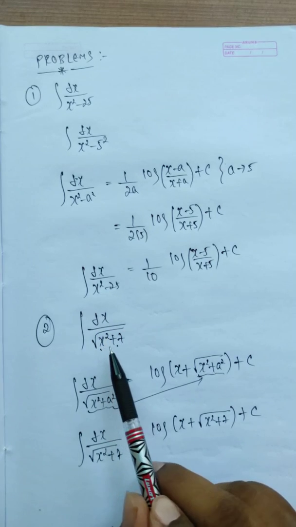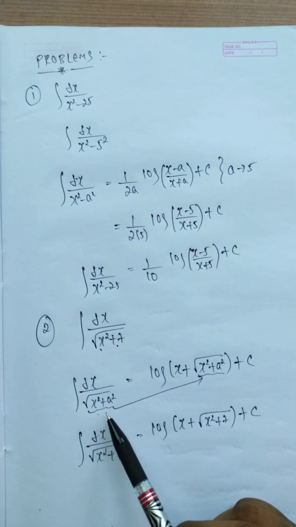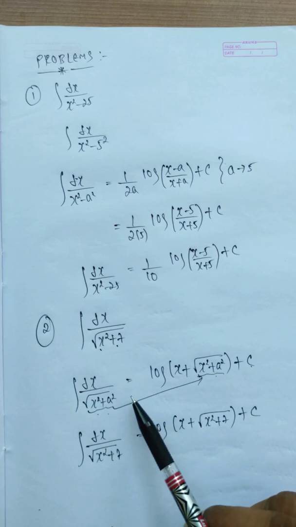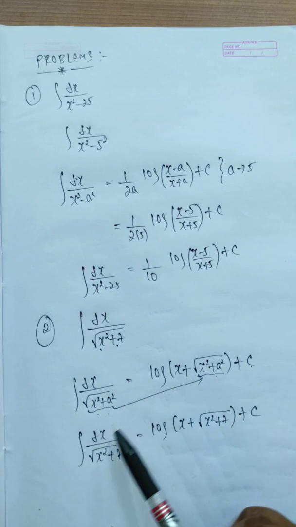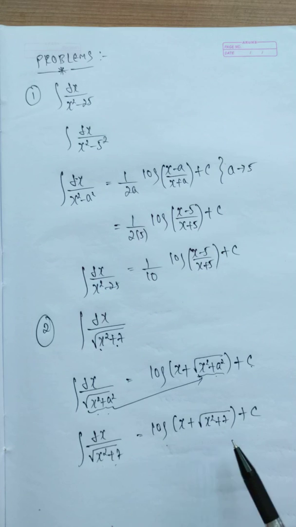You want to compare this problem with the standard form. Which is the standard form here? Integration of dx by root of x square plus a square means log of x plus root of x square plus a square plus c. On comparing, what is in the denominator you write. That means integration of dx by root of x square plus 7 is log of x plus root of x square plus 7 plus c. Is it clear? Is it okay? Next.